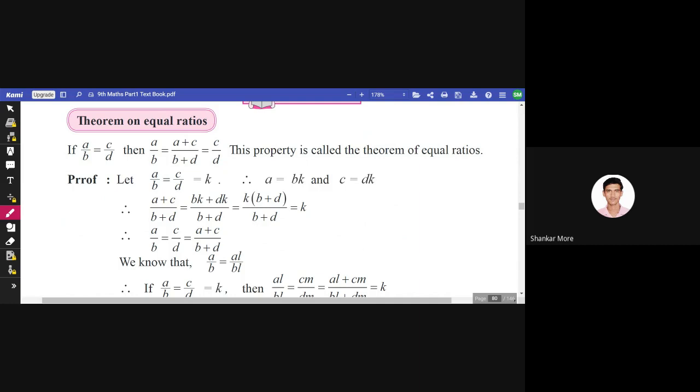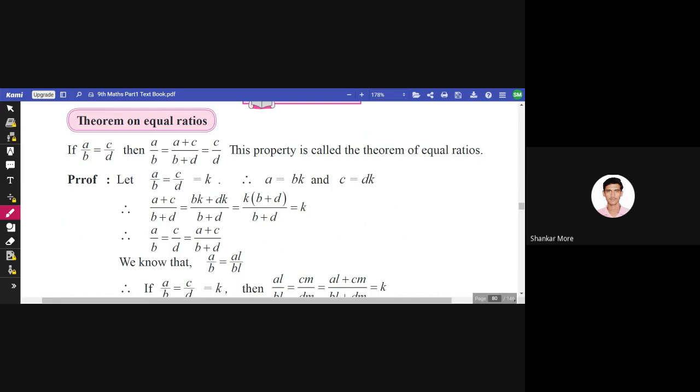So let us suppose we have two ratios. a/b is the first one, c/d is the second one, and these two ratios are equal. In this case, if we add their numerators and their denominators with each other, the ratio does not change. It remains the same, or it remains equal. That is called the theorem of equal ratios. Now we will prove this.